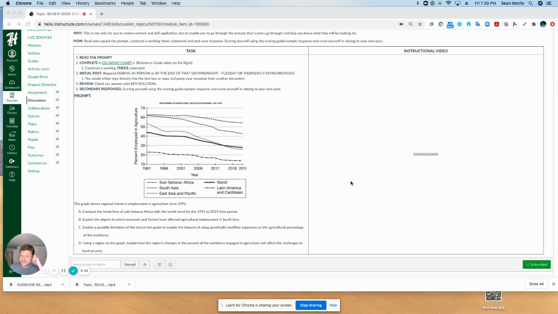Using a region on the graphs, you get to pick. Explain how the region's changes in the percentage of the workforce engaged in agriculture will affect the challenges to food security. Well, food security, right? Lack of access to a steady supply of food. If there's less people growing it, where's that food coming from? Think about that. Think about that. There's a few ways you can answer that, actually.